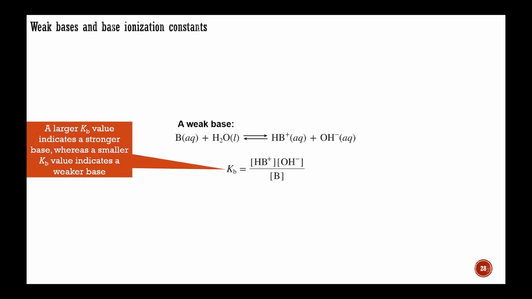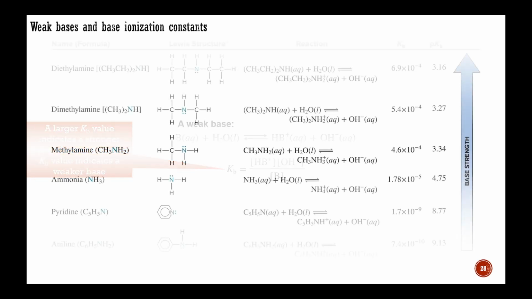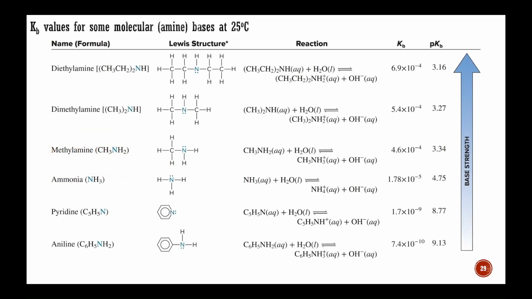Like weak acids, weak bases vary in strength. The magnitude of the base ionization constant indicates the strength of a weak base. A larger base ionization constant value corresponds to a stronger base, while a smaller base ionization constant value corresponds to a weaker base. The following table lists several common weak bases and their ionization constants.